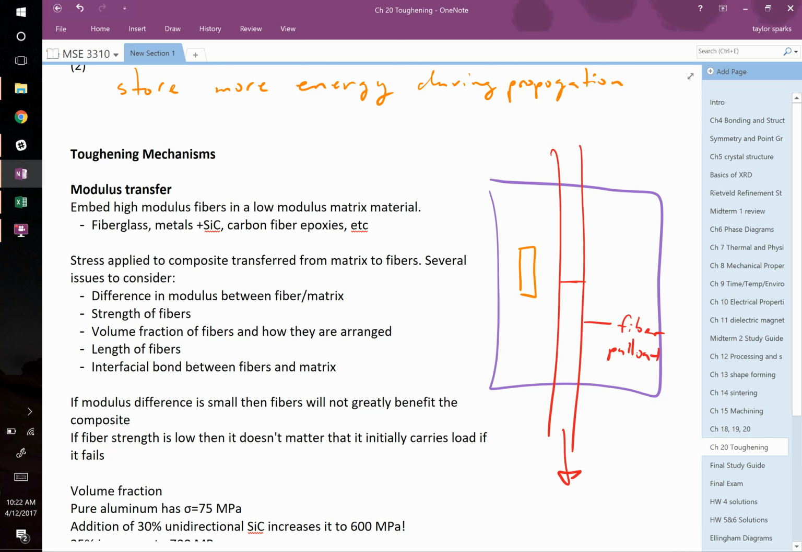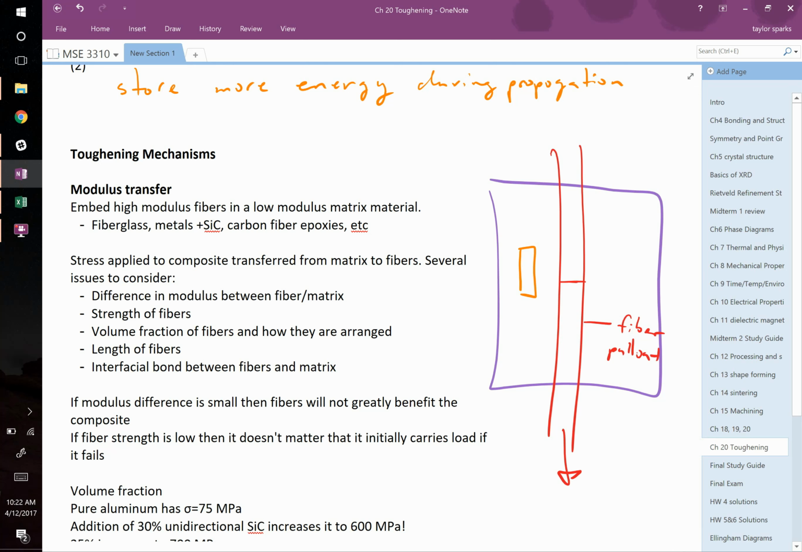So diameter, length, all that. The strength of the fibers also matters. If you put in a really high modulus material that's really stiff but just not very strong, then it's going to break at a lower stress, so it's going to absorb less energy. You want to go higher up in that stress versus strain curve.